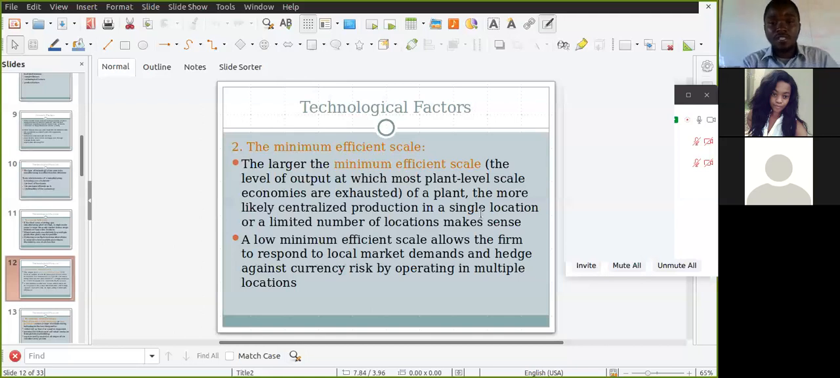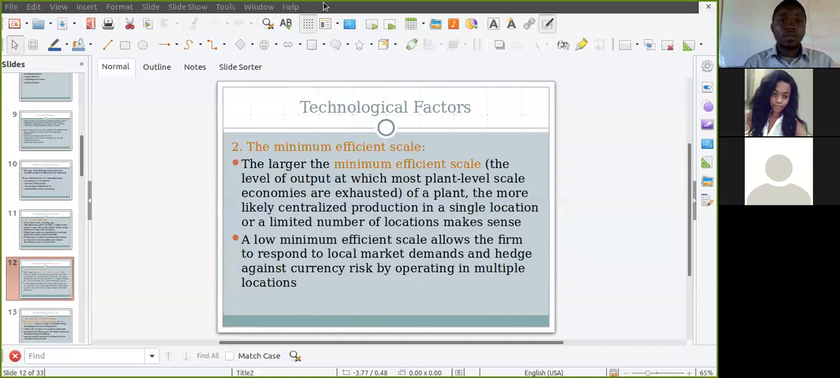A low minimum efficient scale allows the firm to respond to local market demands and hedge against currency risk by operating in multiple locations. Now we see a situation where you have a low minimum efficient scale value. That is going to make it possible for you to set up yourself in multiple locations, because you are able to cover up the cost that can be realized compared to a larger figure that is shown on the minimum efficient scale.